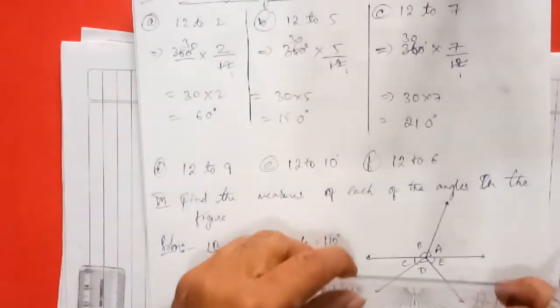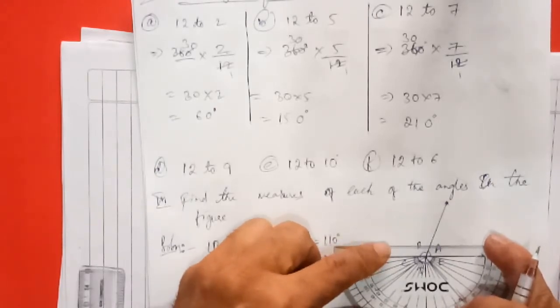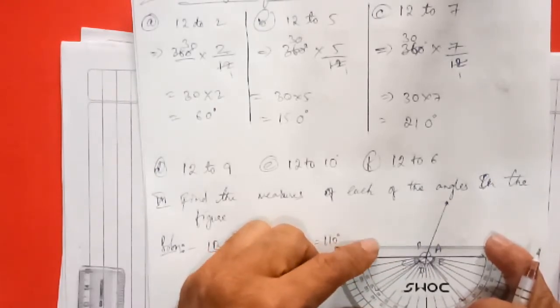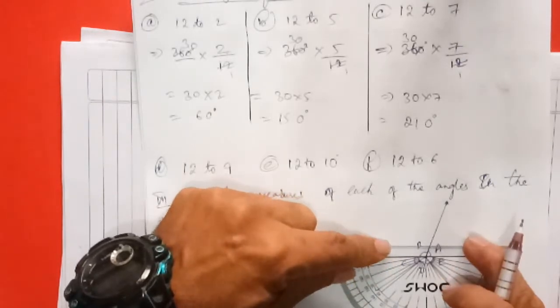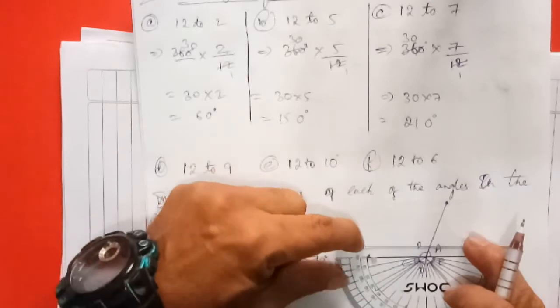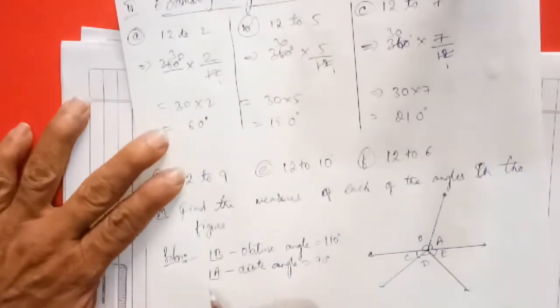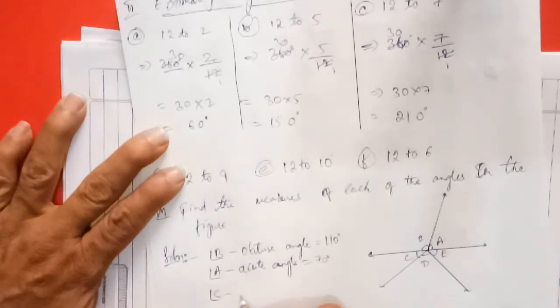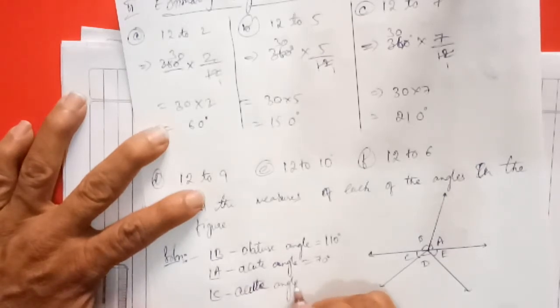Similarly, I will keep the protractor with the baseline here and the center here only. See, this angle I am taking is C. Angle C is 35 degrees. Which angle is it? Acute angle. That is also 35 degrees.